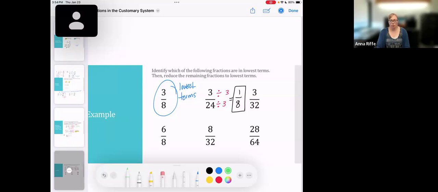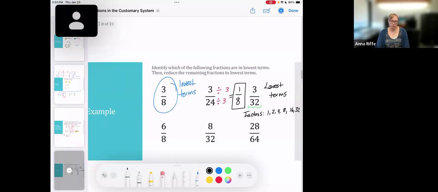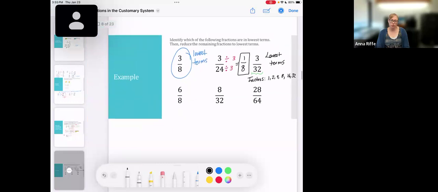3/32. The only factors of 32 are multiples of 2. So 1, 2, 4, 8, 16, and 32. Those are the numbers that you can evenly divide 32 by. None of those are 3. Therefore, there are no common factors, no common number that I can divide the numerator and the denominator by. Therefore, this is already in lowest terms, so I can just leave it as it is. For larger numbers like 32, sometimes writing out the factors is helpful and doing a comparison.